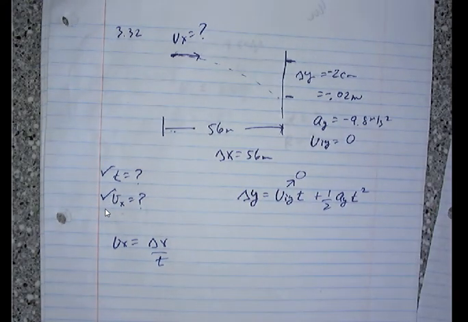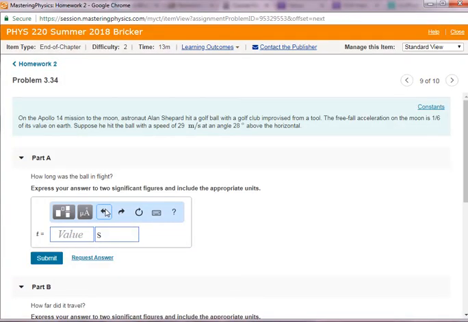Okay, great. Here's an Apollo 14 mission to the moon problem. Alan Shepard hit a golf ball with a golf club improvised from a tool. The free fall acceleration of the moon is 1/6 the value of the Earth. Suppose he hit the ball with a speed of 29 meters per second at an angle of 28 degrees above the horizontal. How long was the ball in flight, and how far did it travel? There's a part C also.